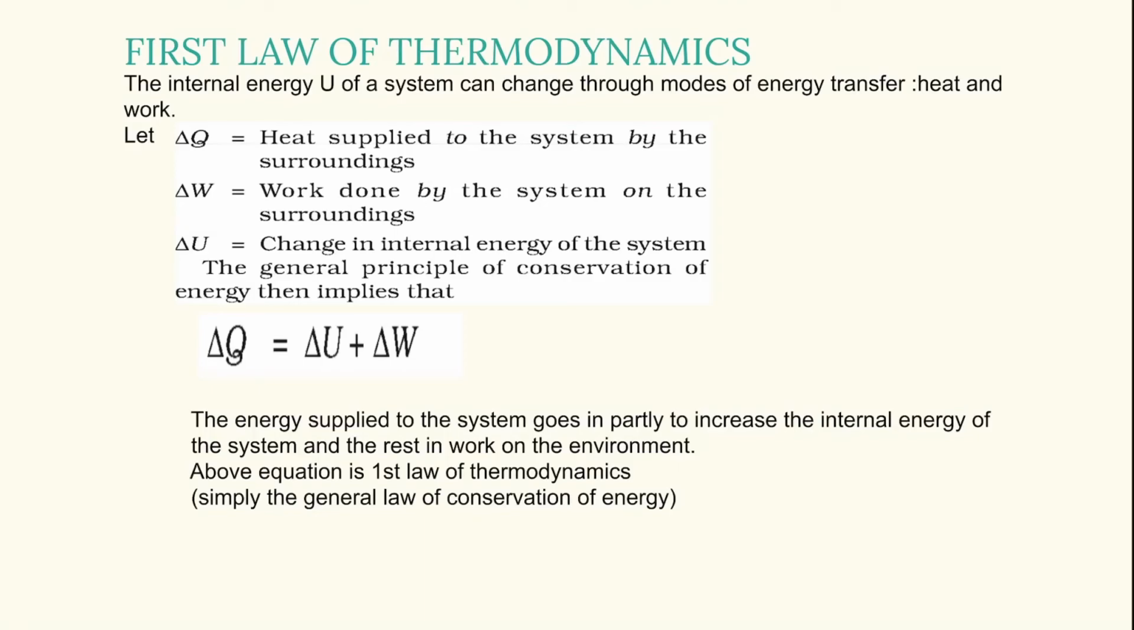Delta Q is heat supplied to the system by the surrounding. Delta W is work done by the system on the surrounding. Delta U is change in internal energy of the system. So the energy supplied to the system goes partially to increase the internal energy of the system and the rest in work done by the system.